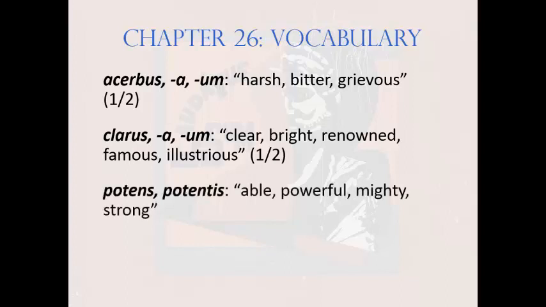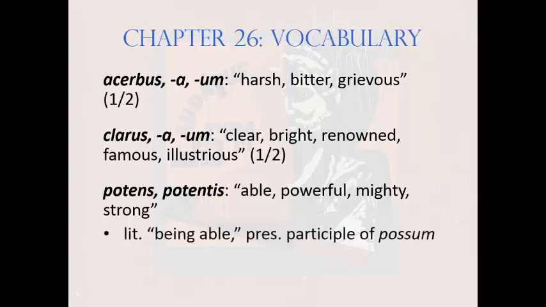Here's another adjective, potens potentis, meaning able, powerful, mighty, or strong. What declension is it? Third, of course, but is it I stem? Not monosyllabic, not parasyllabic, but it does look a lot like a participle, doesn't it? NT at the end of the base, third declension endings. It is a participle, the present active participle of possum, being able.